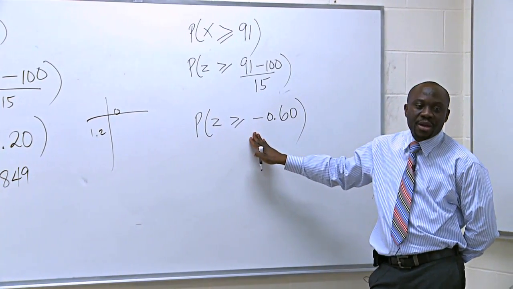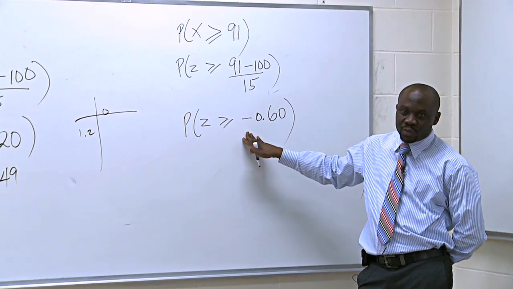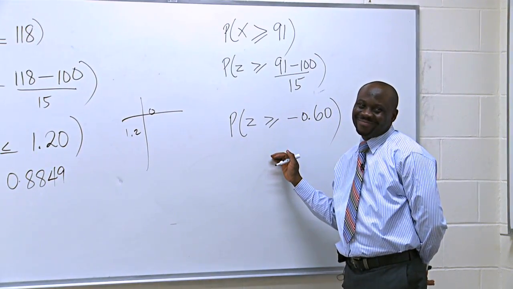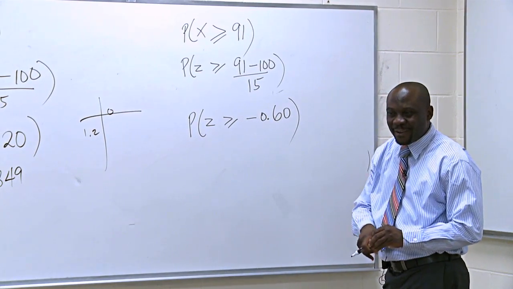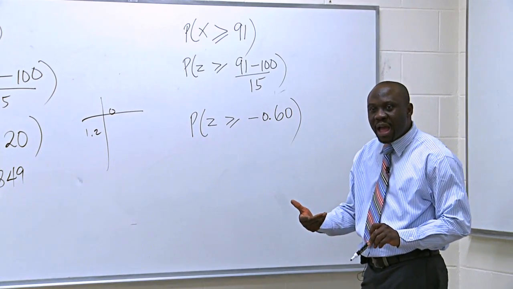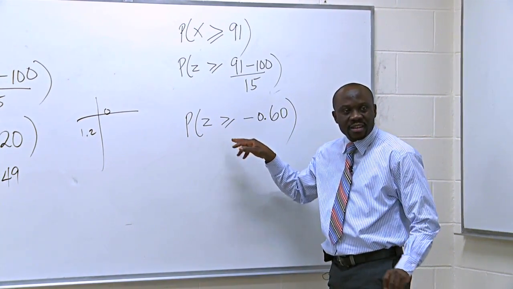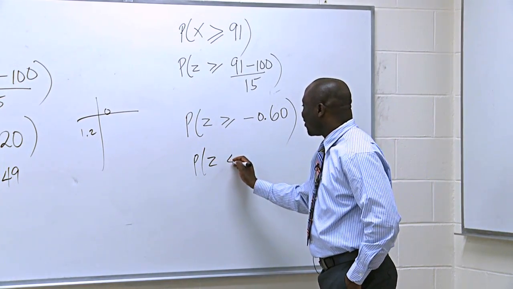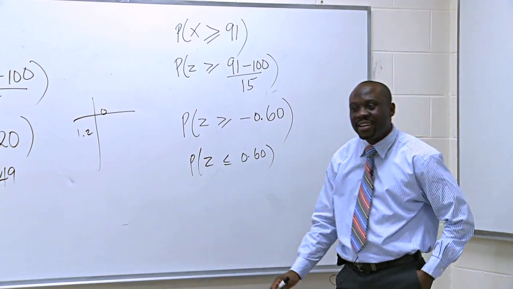What is the probability from here? What can we do? Use a positive table because Z is greater. Can you flip it and make it positive? Why can we do that? Because it's greater than. Don't forget these rules. So this is that. Now you can read it from the positive side.